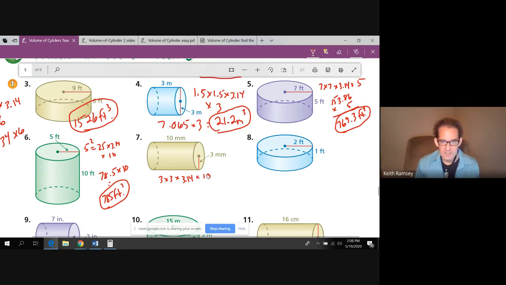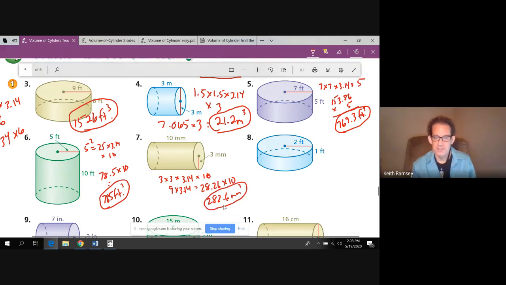So I have 3 times 3 is 9. 9 times 3.14, I got 28.26. Times the height. So I'm just going to move this decimal one space to the right. So I'm just going to be 282.6 millimeters cubed. And if you got 282.6, you're on the right track.